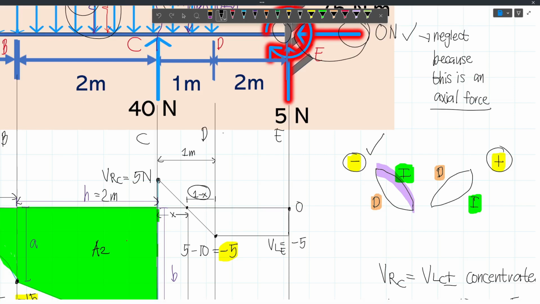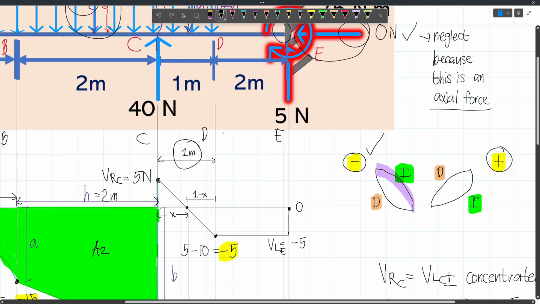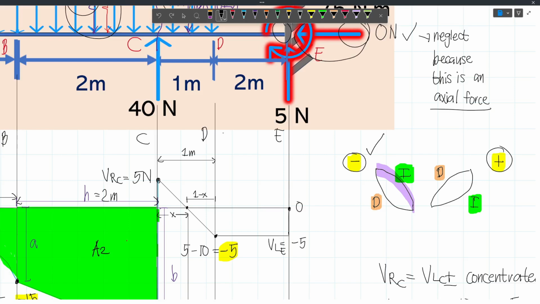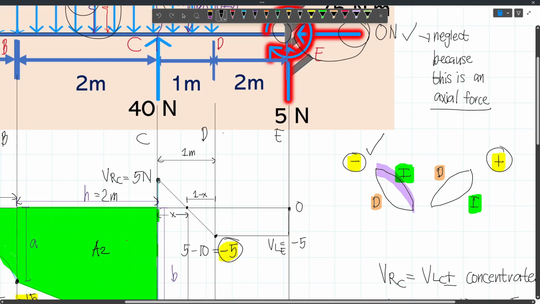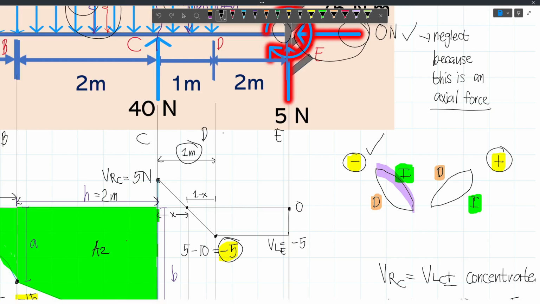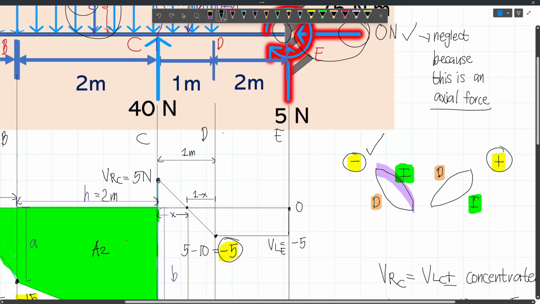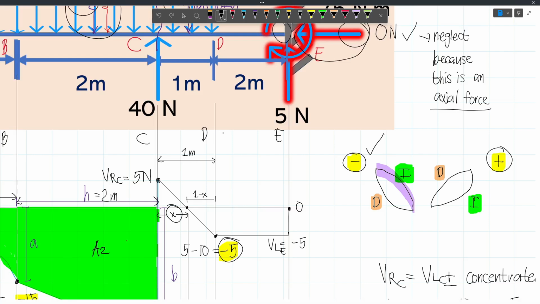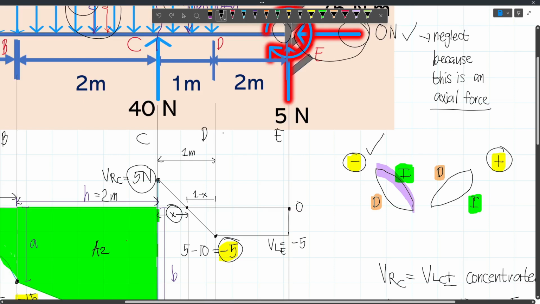Now sir, why 1 minus x? The whole distance is 1 meter, and if you subtract x, you will be able to get this distance. Conceptually, you can directly get this value, because this value is 5 newtons and this is also 5 newtons, so essentially 1 meter will just be divided into 2. However, I'm using this one because you need to learn how to compute x if the loads are not equal. And so we will just use this solution.